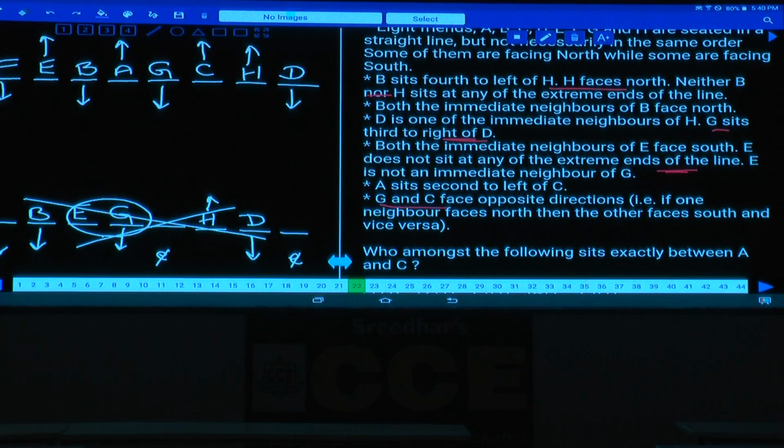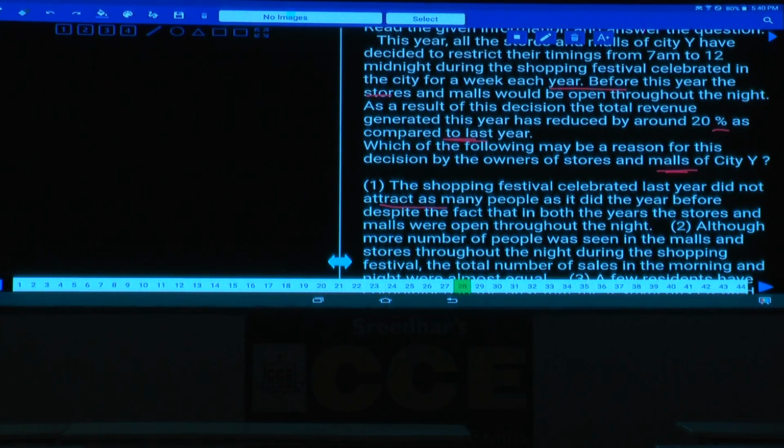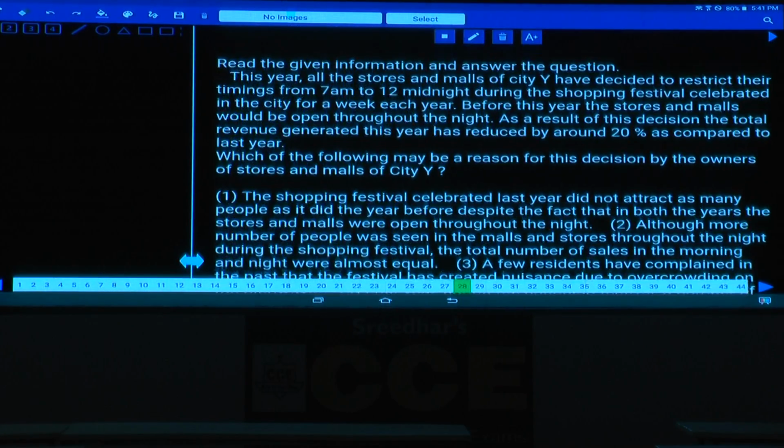Next one, question number 28. Now in this question number 28, what is the information here? It is based on critical reasoning. This year, all the stores and malls of city Y have decided to restrict their timings from 7 AM to 12 midnight during the shopping festival celebrated in the city for a week each year. Before this year, the stores and malls would be open throughout the night. But this year, they have restricted only up to 12 o'clock.